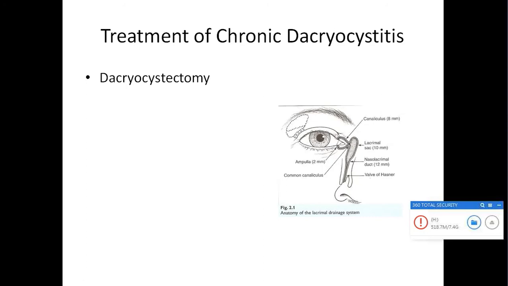But the disadvantage of this operation is that you are disturbing the drainage system. However, when the patient is waiting for cataract surgery, he will be 60 years and above. So no patient will complain of epiphora even after removing the sac. The secretion will dry on its own, or the patient will get used to the minimal amount of secretion which comes.